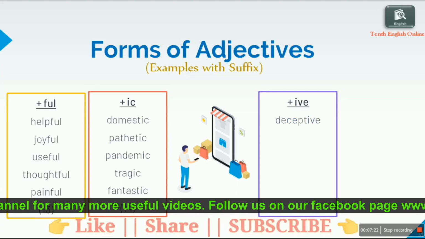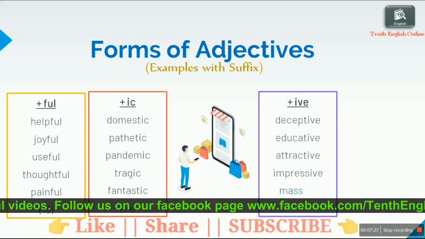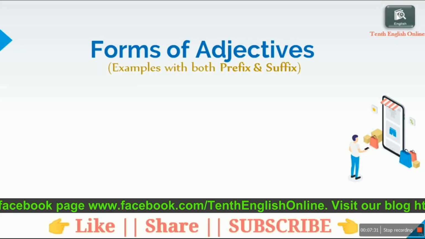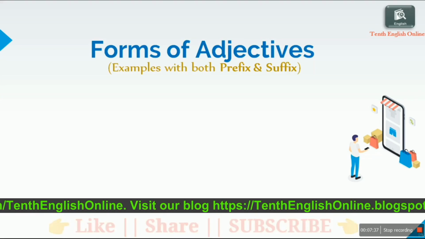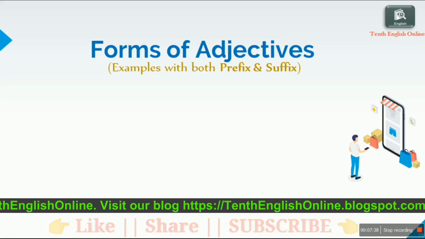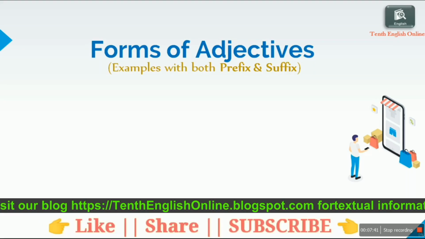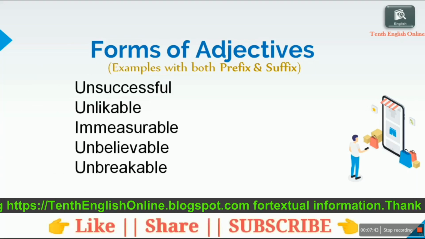Let's begin. Helpful, joyful, useful, thoughtful, painful, icy, domestic, pathetic, pandemic, tragic, fantastic, deceptive, educative, attractive, impressive, massive. Fine. So those are all the words that end with the different suffixes. Next, now let us see some adjectives that come with the prefix as well as suffixes. Let's see here, like unsuccessful.